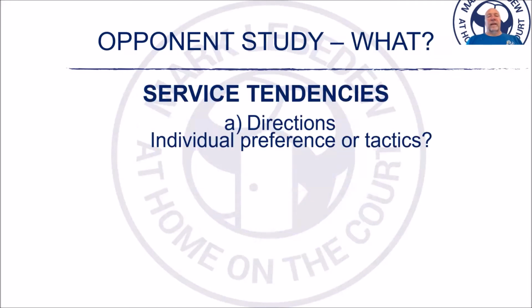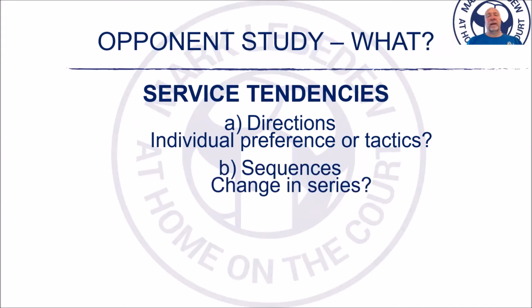Serving tendencies. The first one for us to look at is directions, and to try to discern in some way whether the direction that we see from a server is an individual preference or it's team tactics. Sometimes it's not clear which is which, but if we can, that is valuable information.